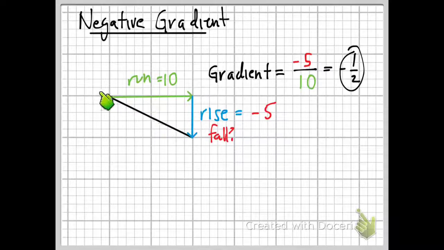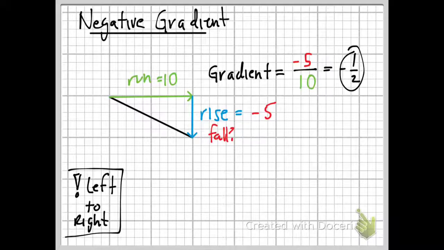Which brings me to an important point. When we calculate gradient, we always go left to right. Okay, if we'd have calculated starting here and said our run goes that way, and therefore we have a rise, right? We could have had the run this way and then a rise of 5, and we might come up with a positive number. But we always go left to right and top to bottom. Okay, just like reading a page of a book. Okay, always left to right, top to bottom.